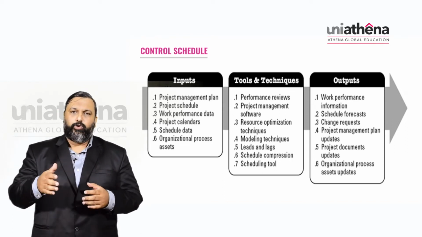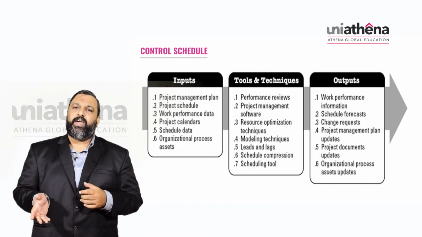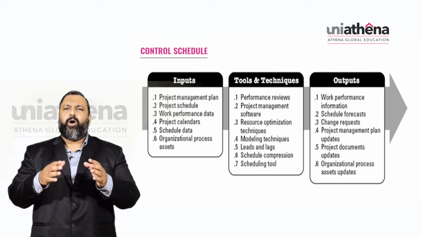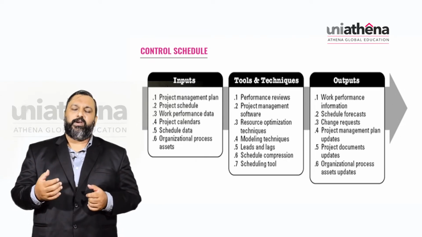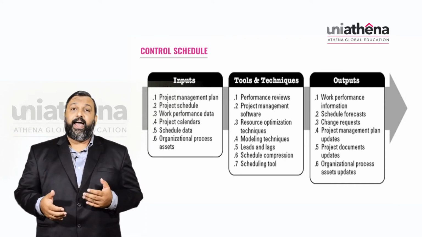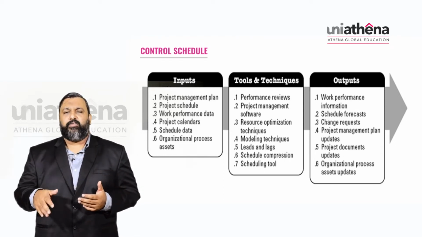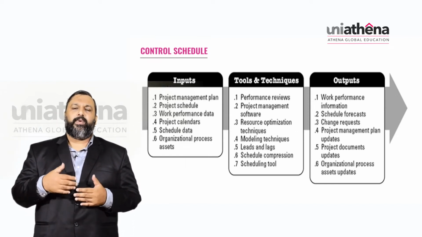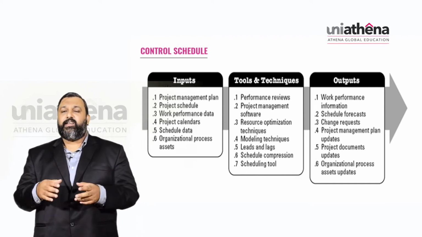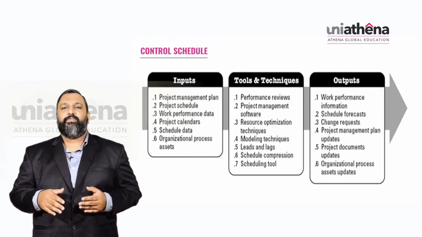So these are all the tools. There are a lot of tools and techniques which are used for controlling schedule, including CPM, the critical path method, or the program evaluation review technique. Including the performance reviews, and then it can be project management software. Then you have resource optimization techniques, including leveling and crashing, or any other resource optimization techniques. And then you have modeling techniques, you have leads and lags determination techniques for a project, and then you have schedule compression, and then you have the scheduling tool.